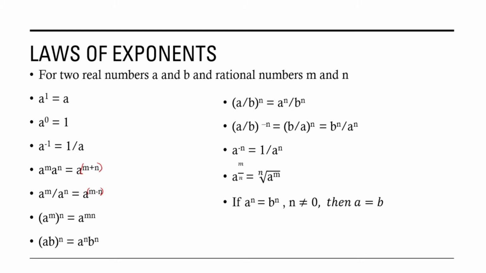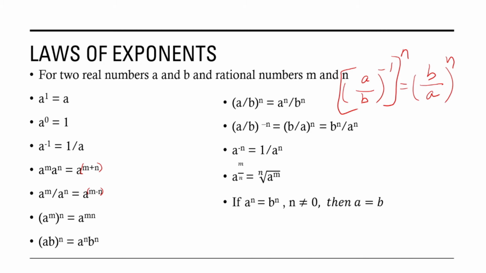The next one, we have a divided by b the whole raised to minus n is equal to b divided by a the whole raised to n, which is equal to b raised to n by a raised to n. This is nothing but a divided by b the whole raised to minus 1 the whole raised to n. So this we are writing a by b the whole raised to minus 1 as b by a. So this is how we get a by b the whole raised to minus n is equal to b by a the whole raised to n, and that is equal to b raised to n by a raised to n. The next one is a raised to minus n is equal to 1 divided by a raised to n.